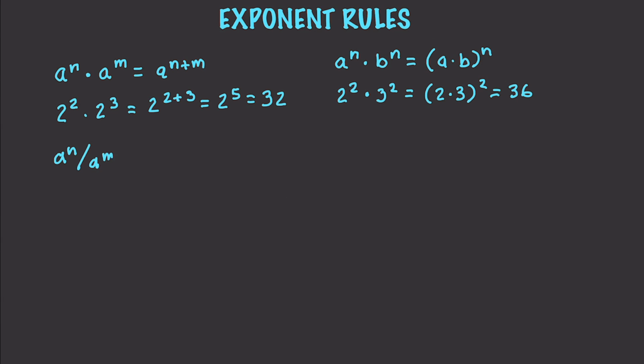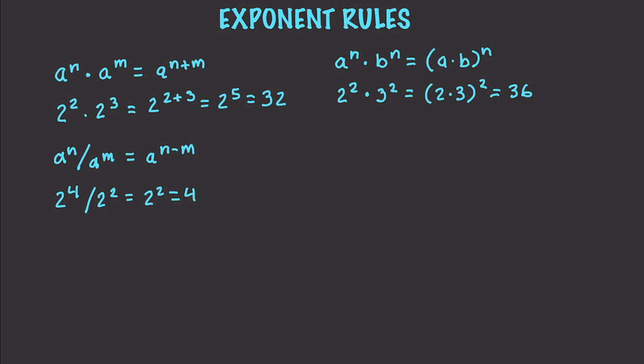Let's continue. Let's say you have a different exponent, but the same base, and they are divided this time. So you have this. That is going to work out to being a to the n minus m. And let me show you an example. Let's say we have 2 to the 4th divided by 2 squared. That's going to end up being equal to 4.